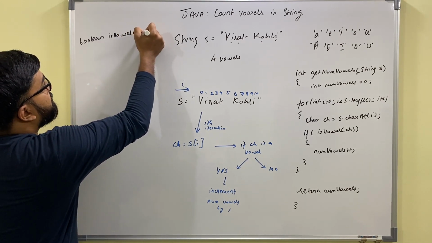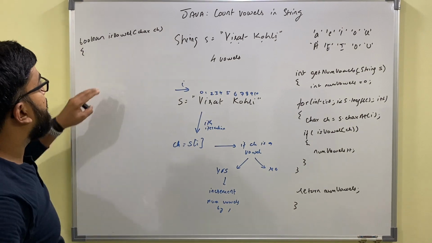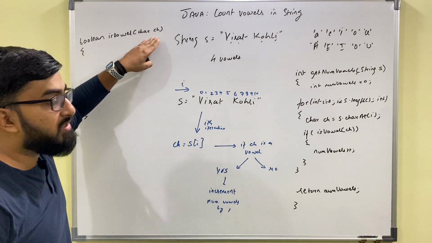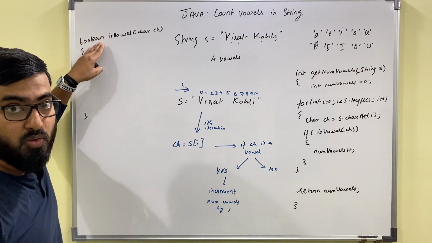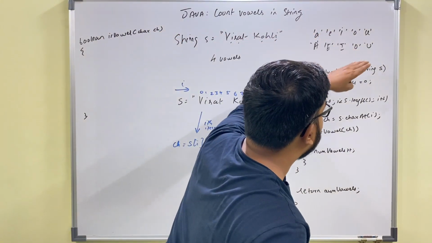Okay, it takes a char ch. The method returns a boolean value. It means it returns true if ch is a vowel, and returns false if ch is not a vowel. Okay, how do we know ch is a vowel? Ch is one of these 10 characters.